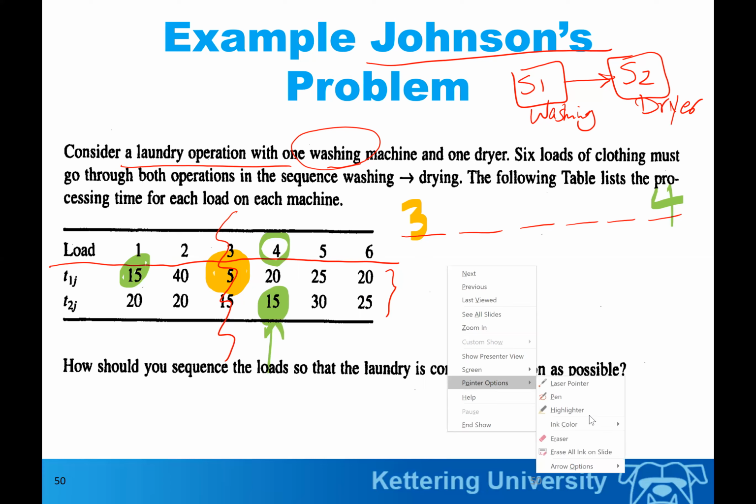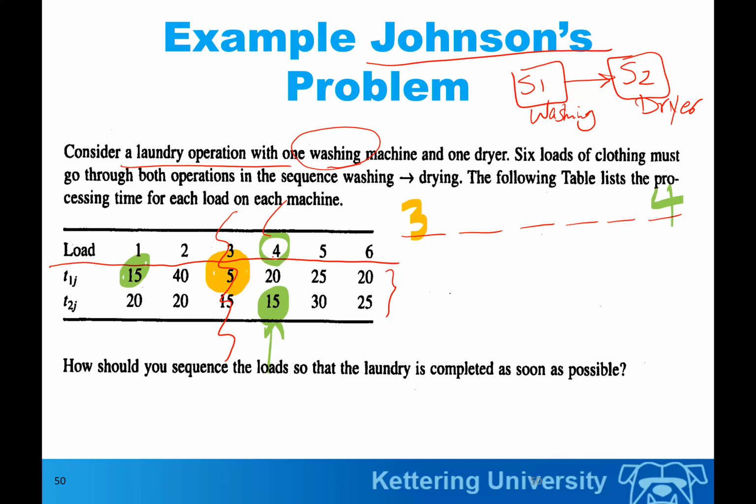So again, I'll come back to this list. I eliminate job 4. Among these numbers that are not crossed out, do you agree 15 is minimum? But it belongs to station 1. So I place it at the very beginning of this sequence. So I eliminate 1. Again, among the numbers that are not crossed out, what is the minimum? It's this 20 and this 20 over here.